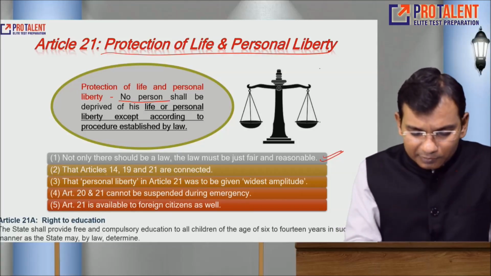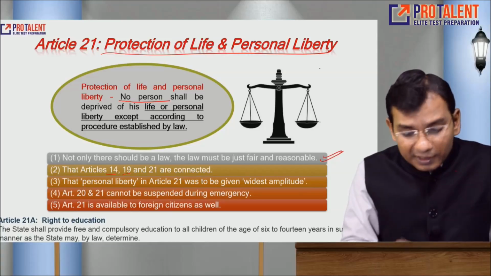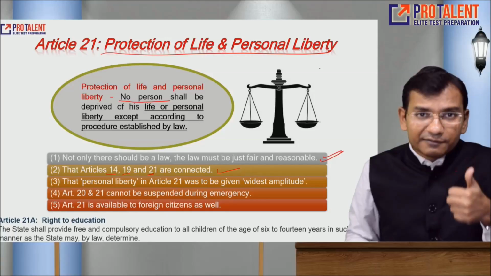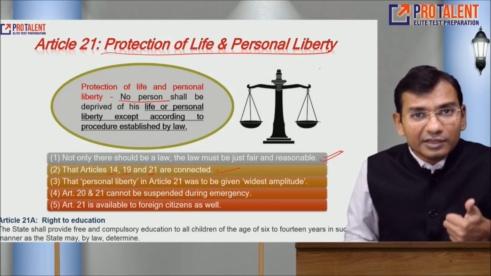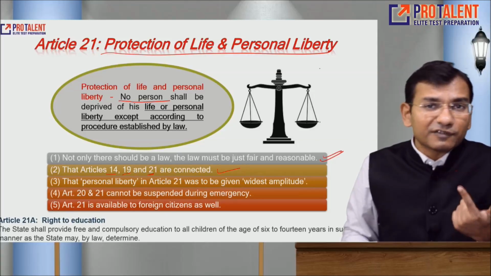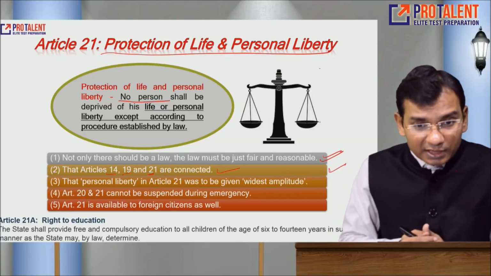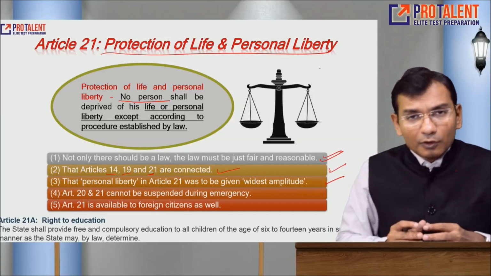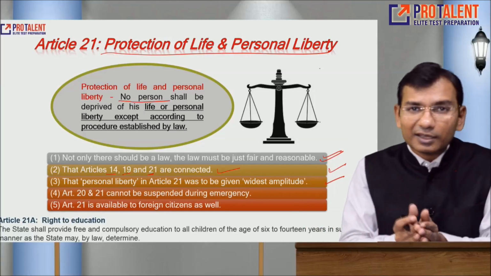Remember article number 14, this is equality before law. 19, freedom, and 21, they are connected. How are they connected? If there is equality of justice, only then you have possibly a kind of liberty available. So that is how article number 14, 19, 21 are connected. The personal liberty in article number 21 was to be given widest amplitude. उसको एक ब्रॉडेस्ट सेंस में गिना जा रहा है.